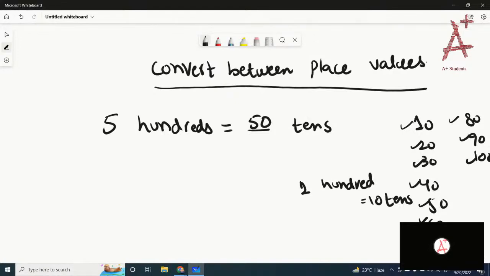So when you have 500s, they are 50 tens. Got it? Because in 100, you have 10 tens. These are the very basic things you have to keep in mind, because counting from 0 till 100, you have 10 tens. You can count them 10, 20, 30, 40, 50, 60, 70, 80, 90, and 100. So when in 100 you have 10 tens, that means in 500 you have 50 tens. Got it?